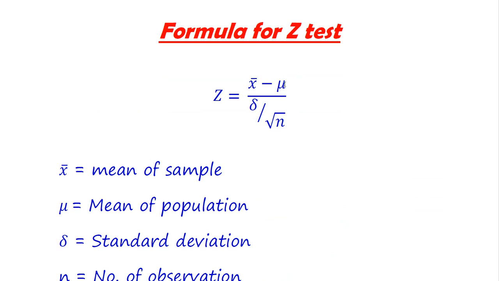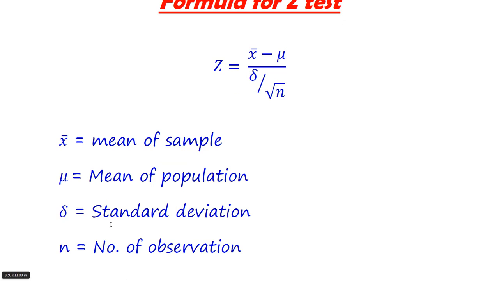Here is the formula for the z-score. Z is equal to x bar minus mu over sigma over square root of n. Here x bar is the mean of the sample. As you know, in hypothesis testing we draw samples from the population, so its mean is x bar. Mu is the mean of the population which we assume to test.